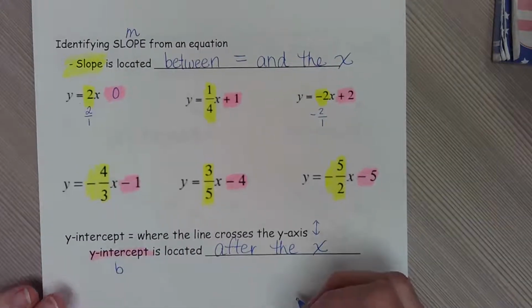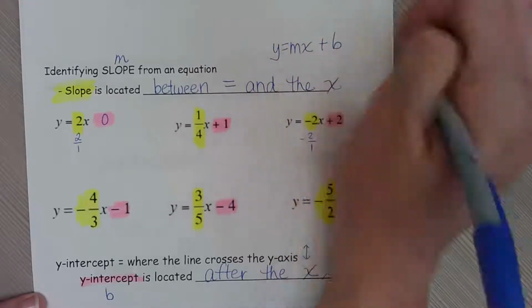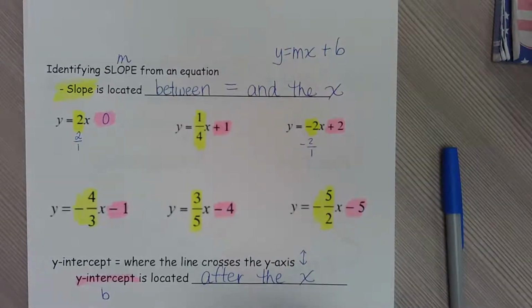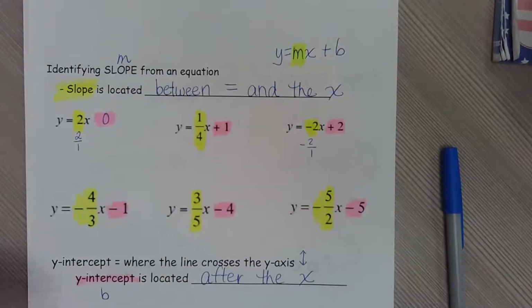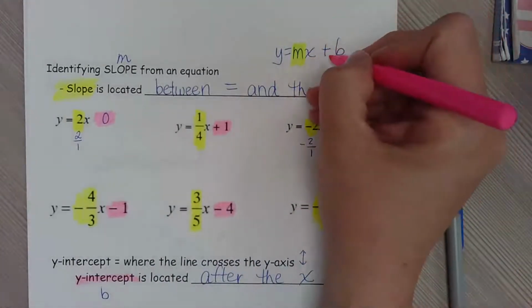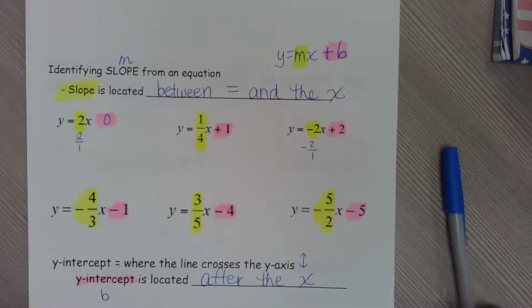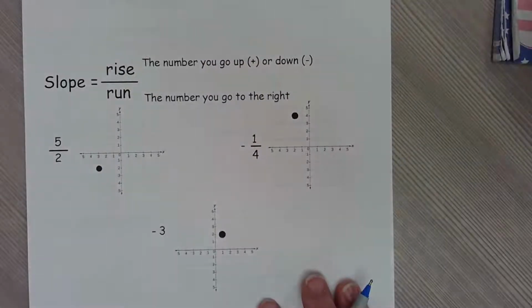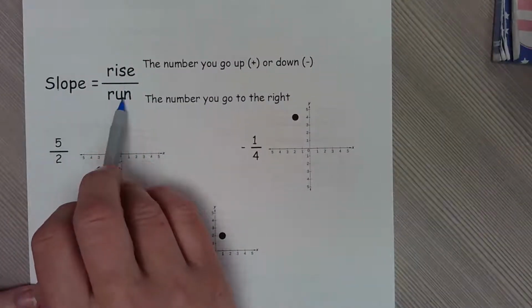Right? So sometimes you'll see things written in y equals mx plus b. That is slope-intercept form, where once again, your slope is located between the equal sign and the x, and your y-intercept is located after your x. All right. Now, slope is defined as rise over run.